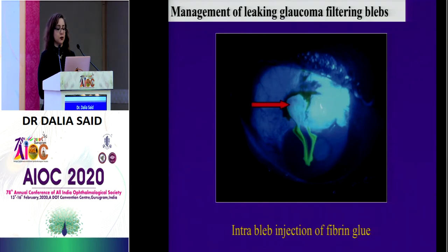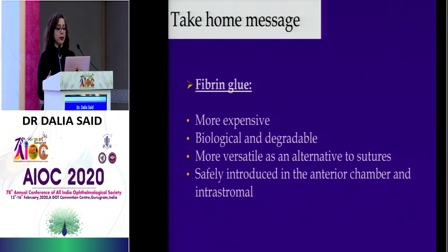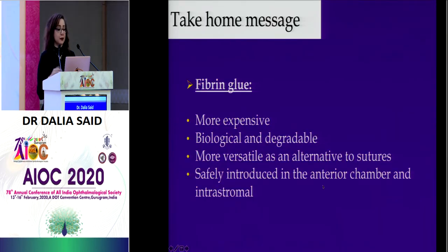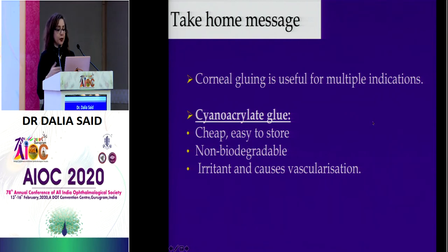So here also you can use it in managing leaking blebs. In a leaking bleb you can inject fibrin glue at the edge. So the take home message is that cyanoacrylate is cheap, easy to store, and not biodegradable. You have to remove it, and you can use one vial for multiple patients. You can store it in the fridge and reuse it. But it's an irritant and it will cause vascularization, so you can't leave it forever.